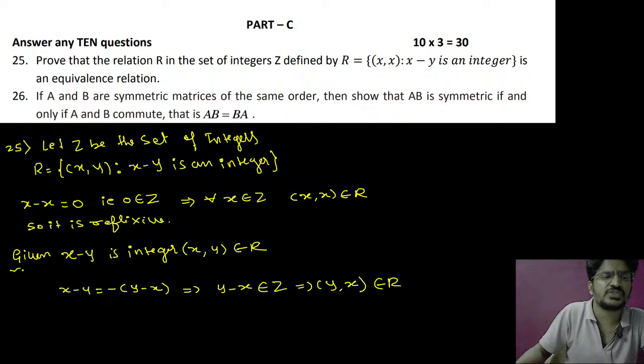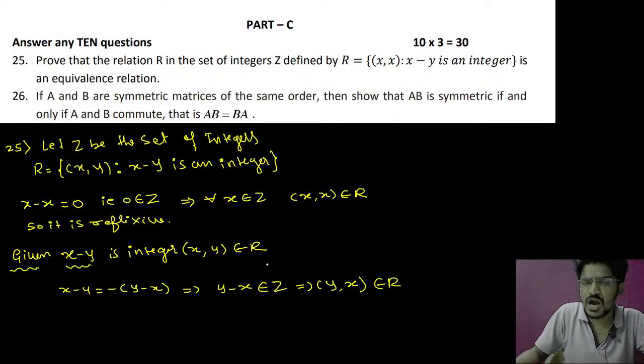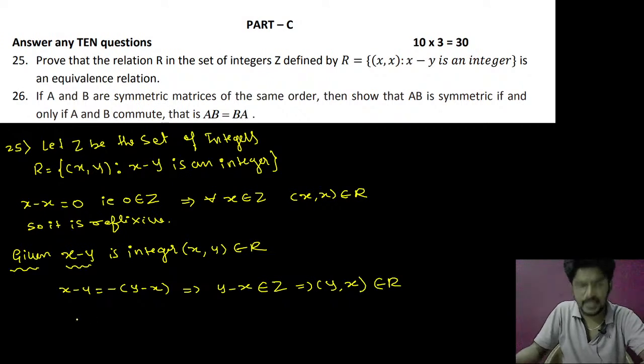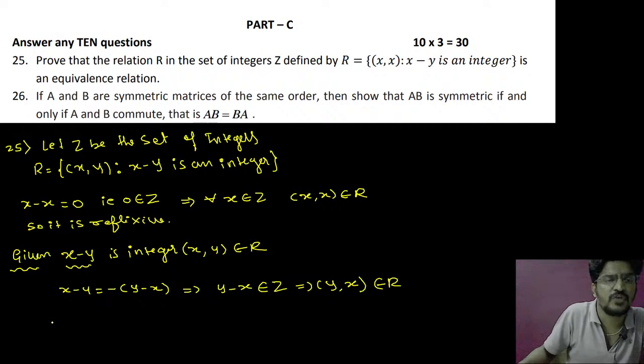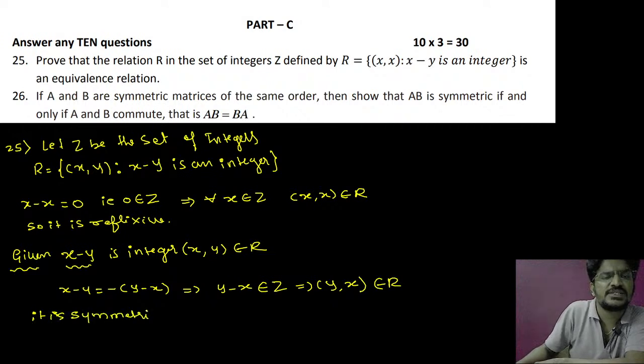Here the given thing is x minus y is an integer, so (x, y) belongs to R. Now we know that x minus y is equal to minus of (y minus x). So that implies y minus x belongs to the integers, because that is equal to x minus y. Therefore this says (y, x) belongs to R. So (x, y) belongs to R implies (y, x) belongs to R. Therefore it is symmetric. Clear?